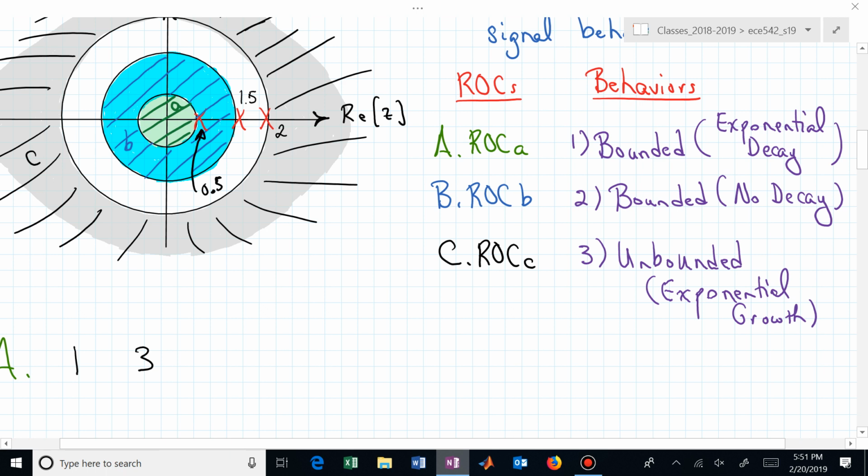What's your argument if you chose number 3? How did you argue if you selected number 3? How do you justify that there's an unbounded response with exponential growth? Pardon? The region of convergence doesn't include the unit circle, which is a valid reason. Can you show me or explain now which mode might be unbounded, or are they all 3 unbounded modes? What's giving rise to the unbounded behavior?